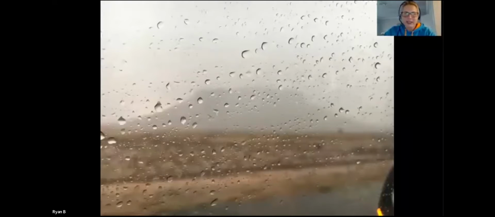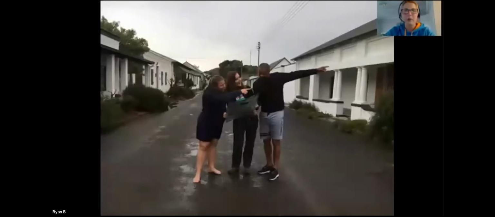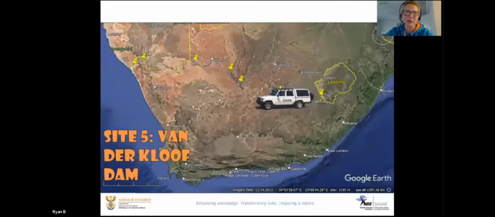Between Flashbank and our next site, it rained a lot. One of our windscreen wipers flew off going down the N1, which led to a few seconds of excitement as I couldn't see out the windscreen. But we lived and made it to Philippolis. We were staying in Philippolis because Site 5 is Vanderkloof Dam.